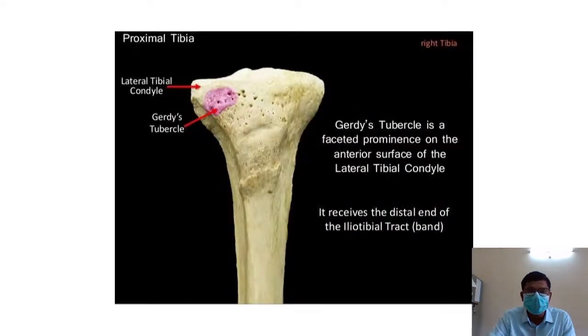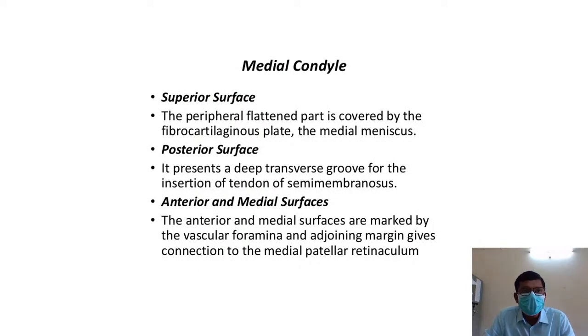So I'll show you in the picture. You can see the Gerdy's tubercle, which is a near-triangular facet in the colored part here. This is the Gerdy's tubercle, this is the lateral condyle of the tibia, and this is the medial condyle of the tibia. This Gerdy's tubercle is a flattened prominence on the anterior surface of the lateral tibial condyle, and it receives the distal end of the iliotibial tract. So whenever you say Gerdy's tubercle, please remember that it is seen on the anterolateral surface of the upper end of the tibia.